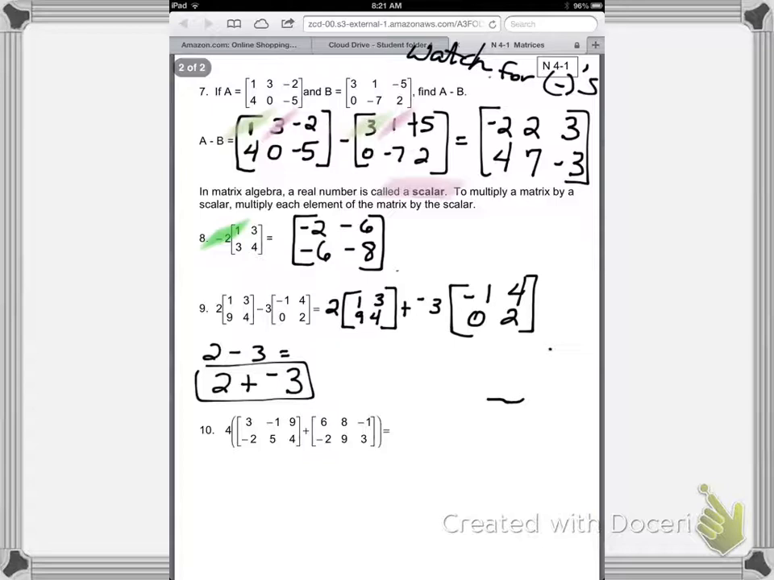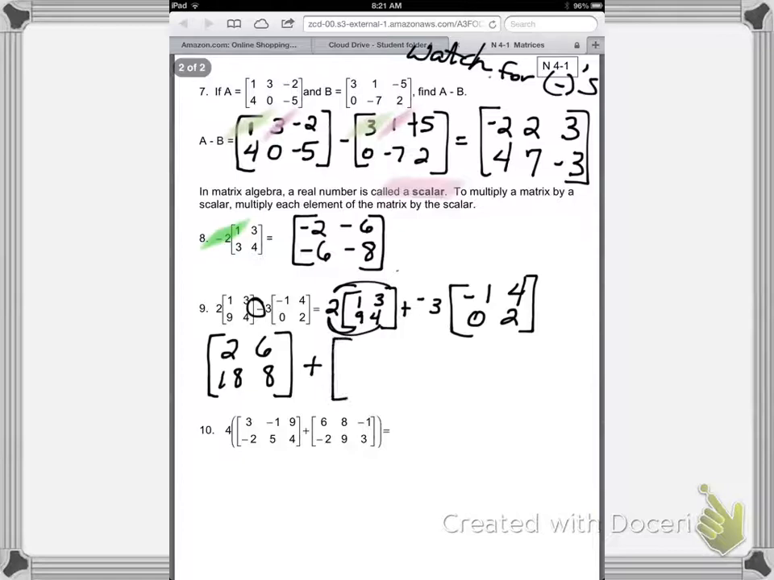Okay? So I'm going to erase some of these examples here. Alright, so that's how I rewrite that when there's a minus right there. I write it as plus a negative. So then when I'm done, I add the two matrices. So now we're going to multiply each matrix by its scalar. So I'm going to have 2, 6, 18, and 8. I've multiplied each element in here by 2. Plus, now I multiply each by negative 3 for my next matrix.